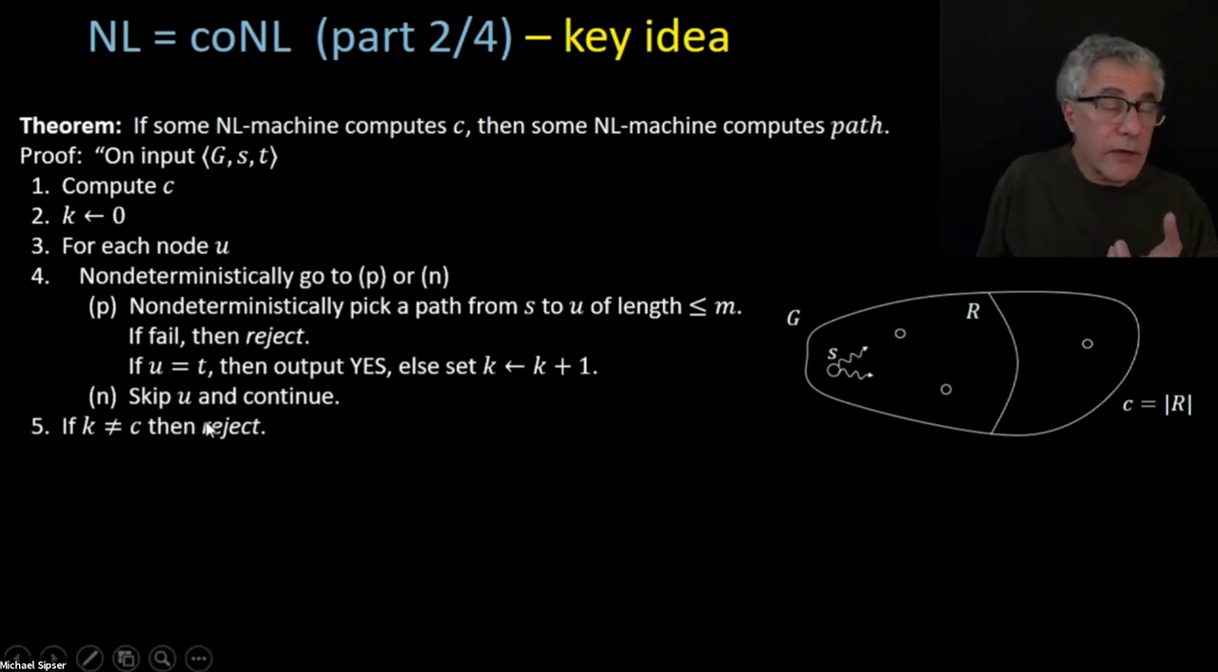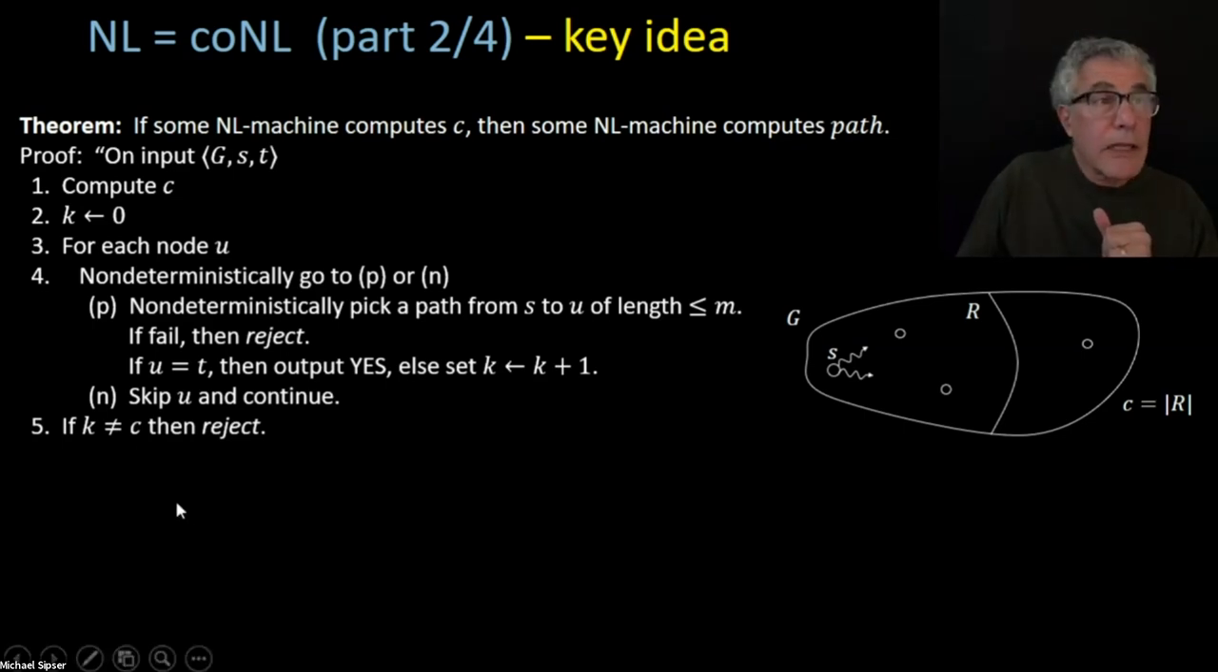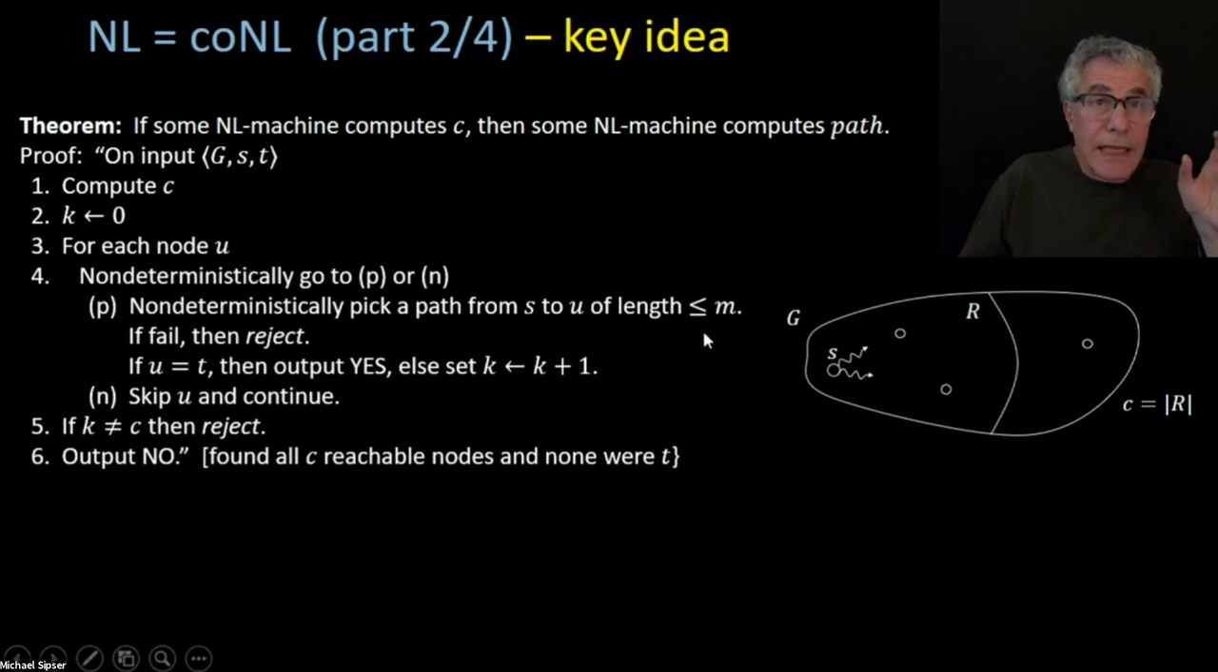If they're not equal, then I didn't find all the reachable nodes. I didn't guess right, and so I punt. I say, well, bad branch of the non-determinism, I just give up. But some branch of the non-determinism is going to guess all of the correct nodes which are reachable. And then if T hadn't been found already to be one of them, at this point, I know T is not reachable. And so I can output no. Okay, so that's the whole thing.